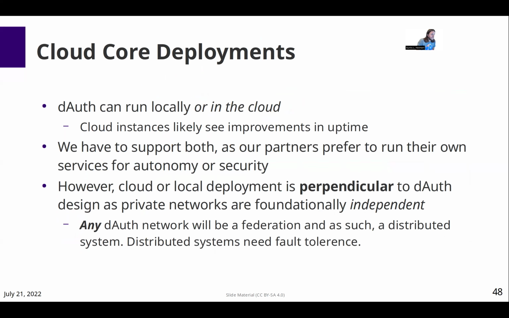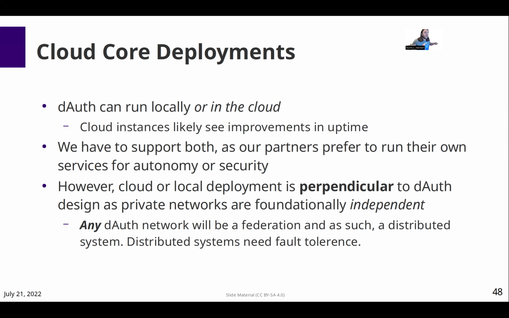Okay, so the last thing to think through here is that dAuth can run locally or in the cloud. And cloud instances are almost certainly going to have significant improvements in reliability over the kind of installations we're seeing with our partners. We have to support both as a project. This is because our partners prefer to run their own services for both autonomy and security reasons. However, this distinction between cloud or local deployments is actually fundamentally perpendicular to dAuth's design. The thing to think through here is that we're trying to support private networks, and private networks are foundationally independent.